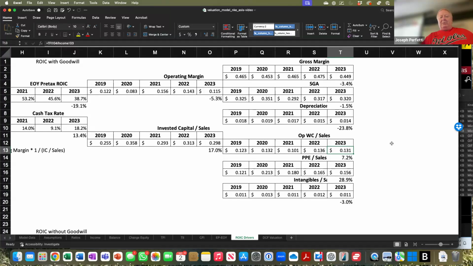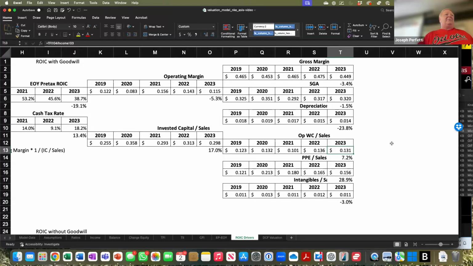PP&E to sales went from 12.1 to 15.6. They're spending a lot more on facilities and equipment to drive sales. That's hurting invested capital. Nike in 2019 had 1.1 cents of goodwill. In 2023, 1.1 cents of goodwill. They do some small acquisitions, but the point is the total value didn't really change. It's no big spending on acquisitions.